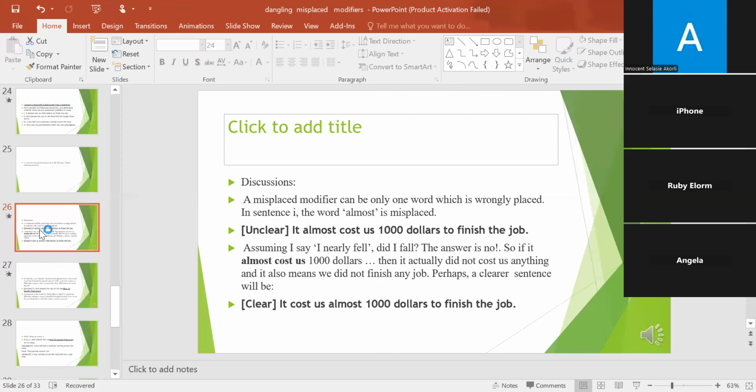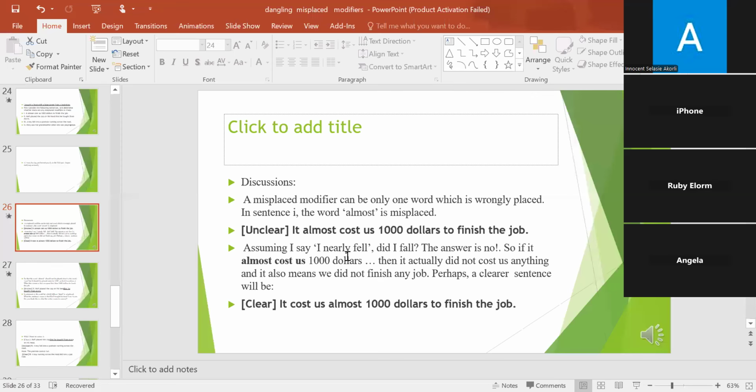Assuming I say I nearly fell, did I fall? The answer is no. So if it almost cost us $1,000, then it actually did not cost us anything. And it also means we did not finish any job. Perhaps a clearer sentence will be: it cost us almost $1,000 to finish the job.